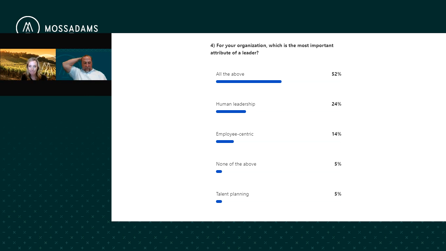Yeah, I'd say I'm not surprised. I think these are your statistics, but what I find interesting about this is that I agree, human leadership, employee-centric, but talent planning is your ability to really be proactive in understanding your employee base, right? So who are the high performers?